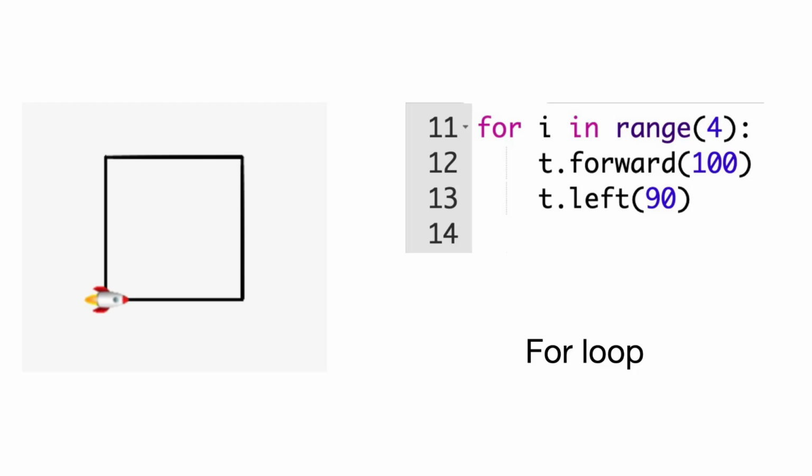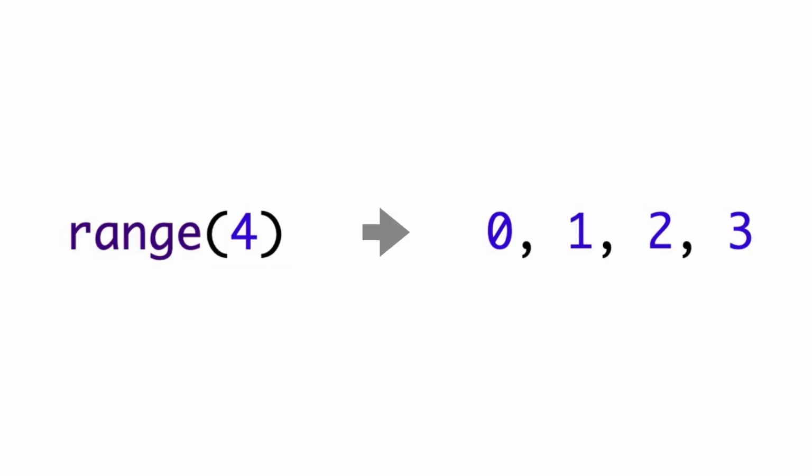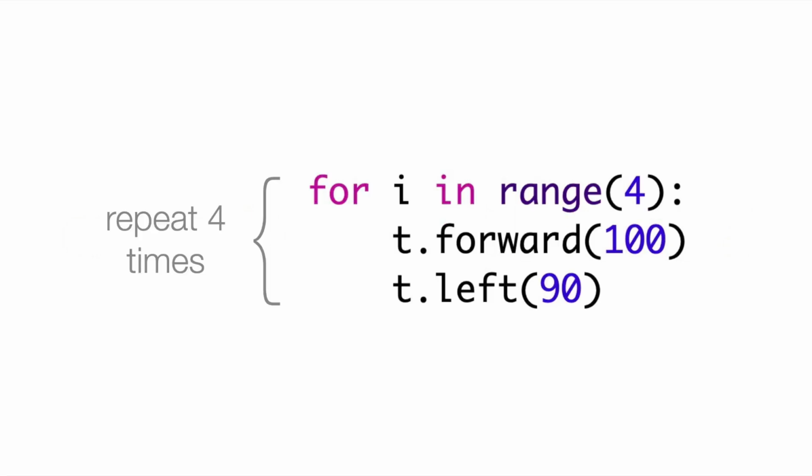for i in range(4): t.forward(100), t.left(90). This means do this 4 times. The range(4) creates the numbers 0, 1, 2, 3. The loop runs once for each of those numbers. But we don't need to use the numbers. We just want the code to repeat 4 times.